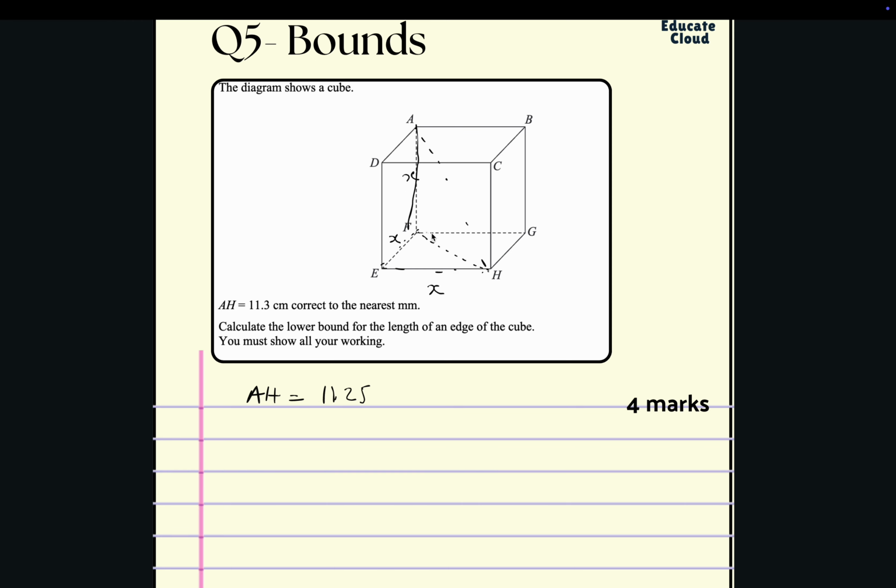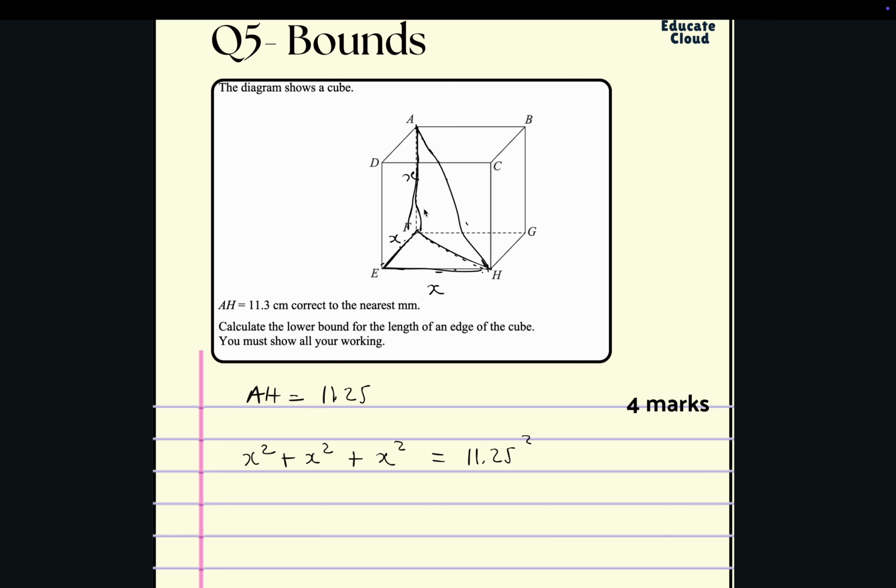So I know that if I do x squared plus x squared, that's going to give me FH, and I need to add it to x squared to get AH, which is 11.25 squared. So it's quite hard to visualize, but x squared and x squared, that's going to give me FH, which I need to know to find out AH, or to find out what x is in this case.